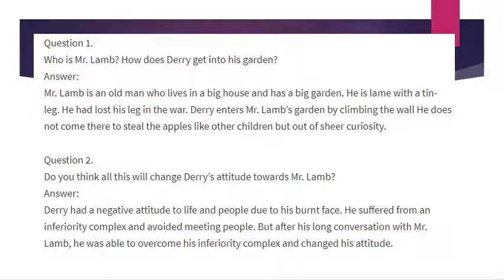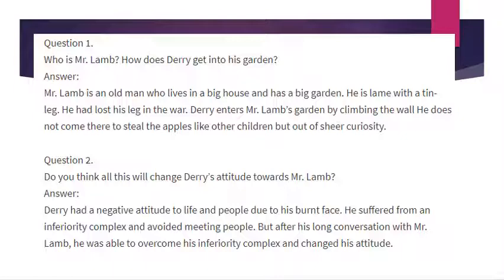You know how Mr. Lamb is? A very optimistic person. Mr. Lamb is an old man who lives in a big house and he has a big garden. He's lame with a tin leg, so he has an artificial leg. He had lost his leg in the war. Derry enters Mr. Lamb's garden by climbing the wall. He does not come there to steal the apples like other children, but out of sheer curiosity.